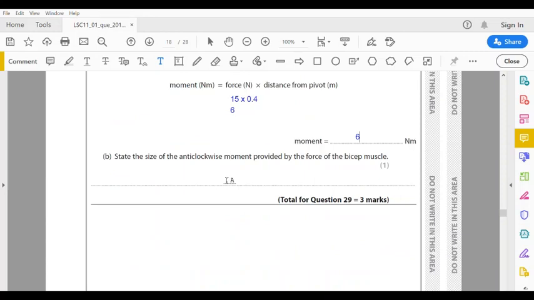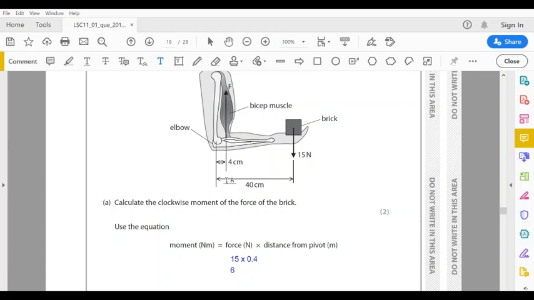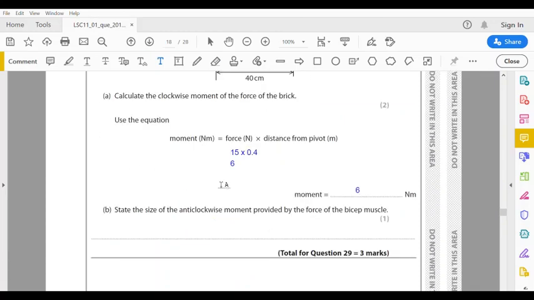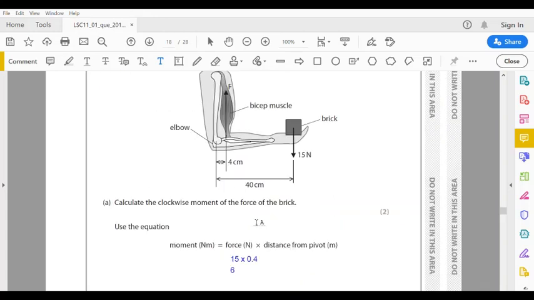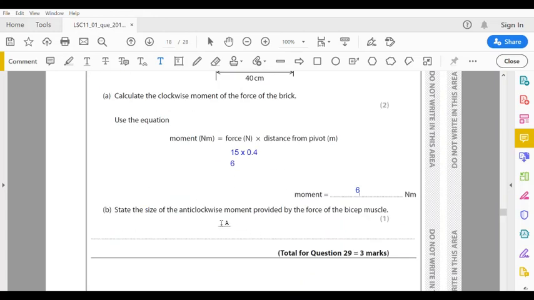Next one, state the size of the anti-clockwise moment provided by the force of the bicep muscle. So you have to apply the same moment. The same moment should be applied by the bicep muscles in order to keep this in balance. So we can write the answer, 6 newton meters.